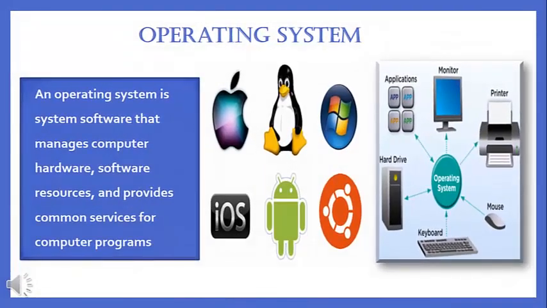The first kind of system software is the operating system. A computer's operating system is a master control program that allows all the different hardware and software components to work together. It consists of a set of programs that manages all the computer's resources.